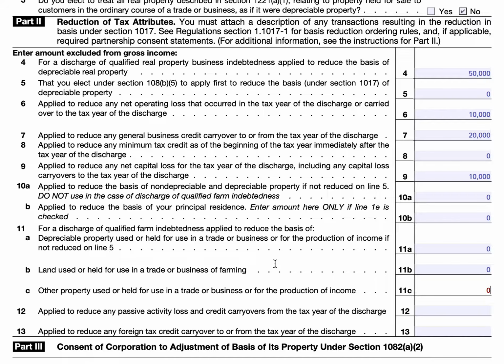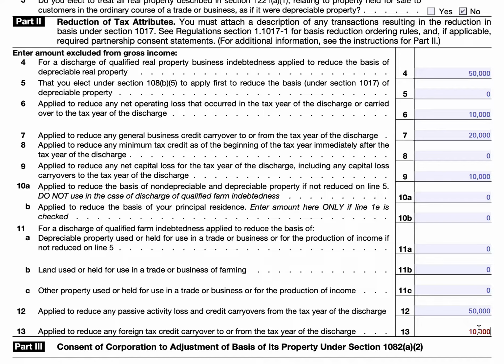Line 12 is applied to reduce any passive activity loss or credit carryovers from the tax year of discharge. We'll say that we've been racking up quite a few passive activity losses over the years, and we finally now get to reduce those credit carryovers, because normally you can only use a passive activity loss to counter a passive activity gain. And then finally, the last section is applied to reduce any foreign tax credit carryovers either to or from the year of discharge. And we'll just assume that we have $10,000 of foreign tax credit.